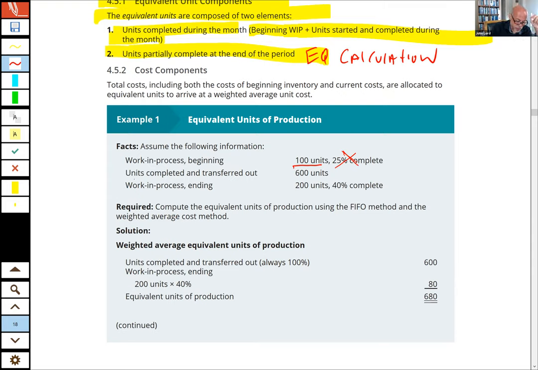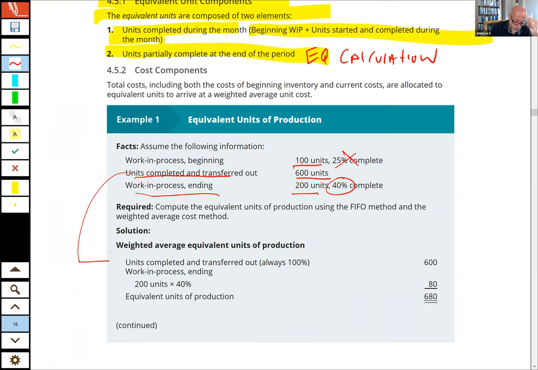So they tell me units completed and transferred out is 600. So that includes those what? Those 100 that were already started, right? Because we completed them and transferred them out. And then they tell me the work in process is 200 units, 40% complete.